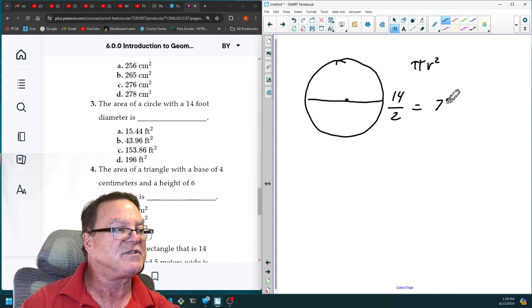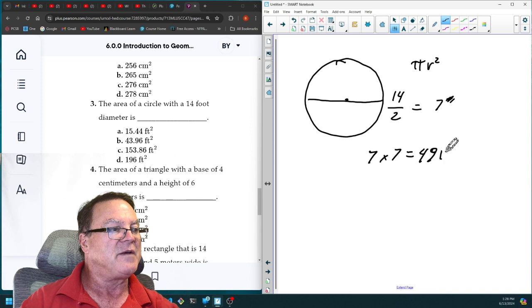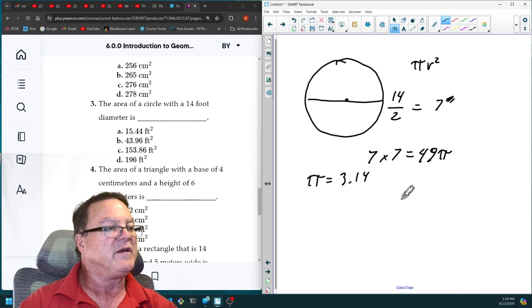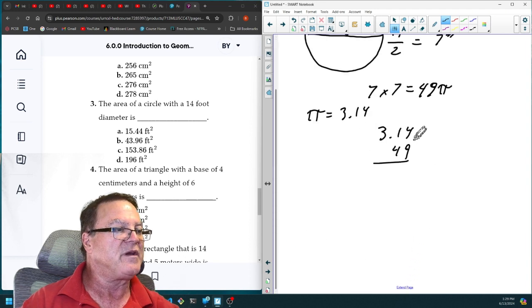Excuse me, I just put 7 inches, but 7 feet. So we'll do 7 times 7. That's 7 squared. That's 49 times the number pi. And remember that pi equals 3.14. So 3.14 times 49. Let's see if we can do this real quick. I'm going to extend my work page.